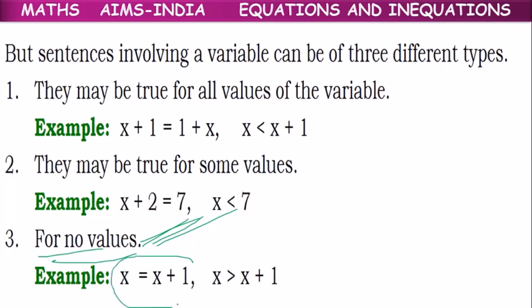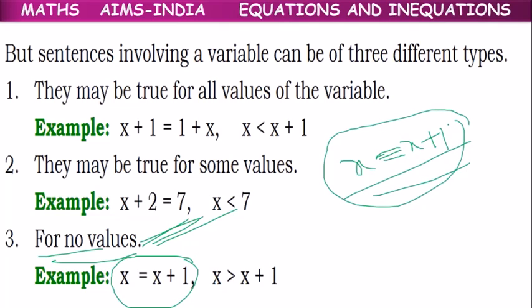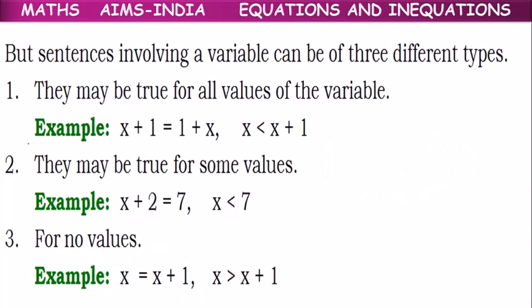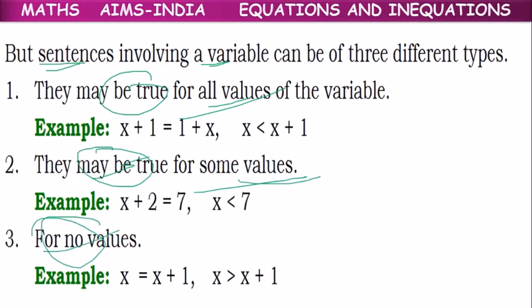Suppose one sentence is x equal to x plus 1, which can never be possible. Like this, if we have variables in the sentences, then we can have three cases. They may be true for all values, they may be true for some values, they may be true for no values. Like that, we can divide the sentences with variables into three types.